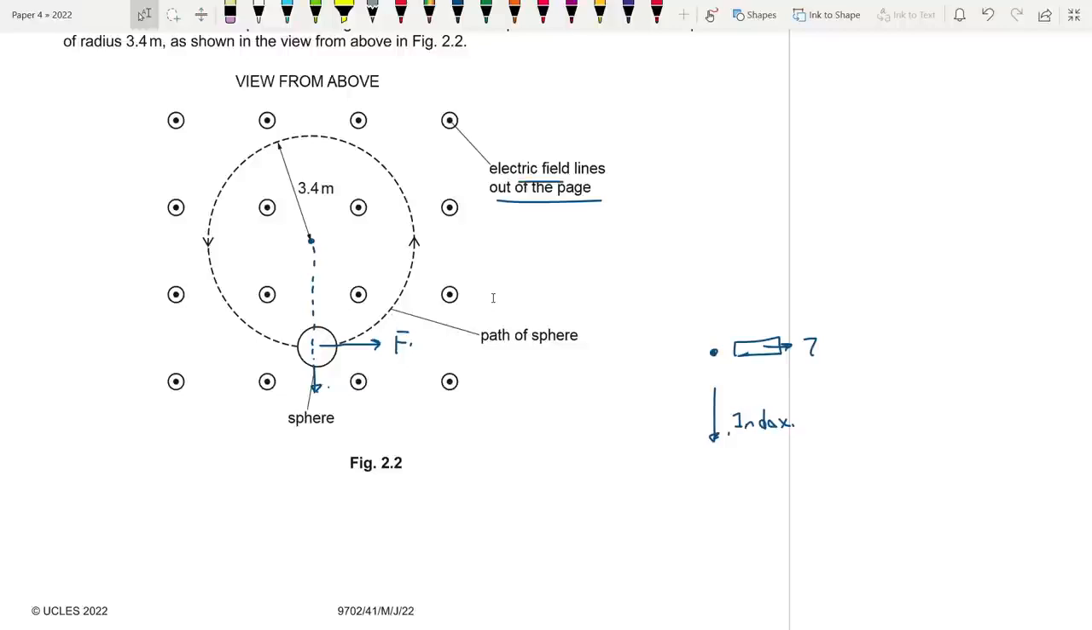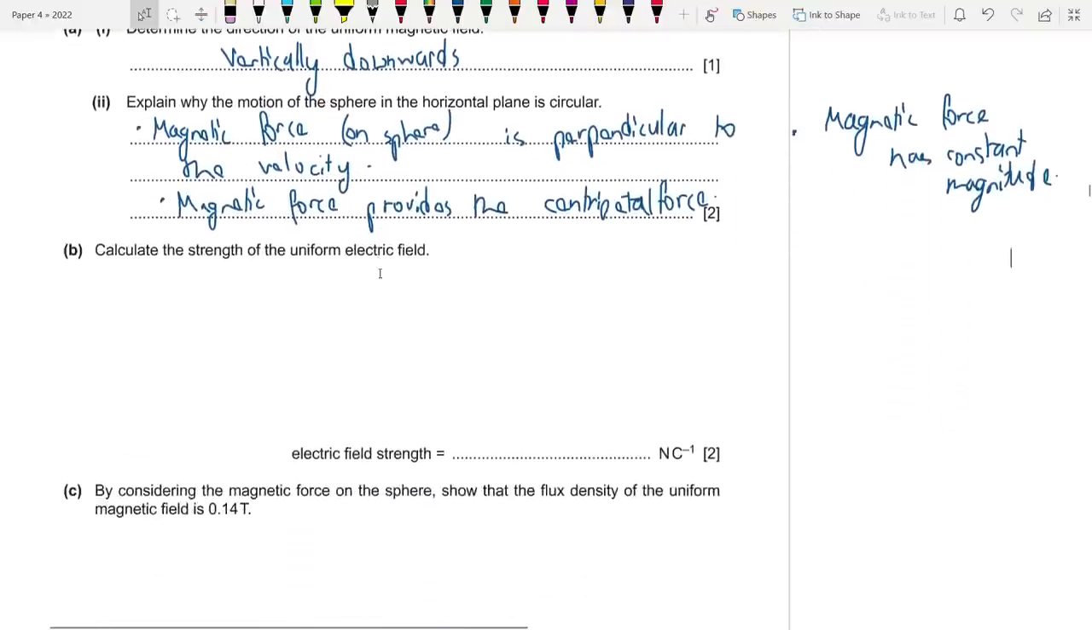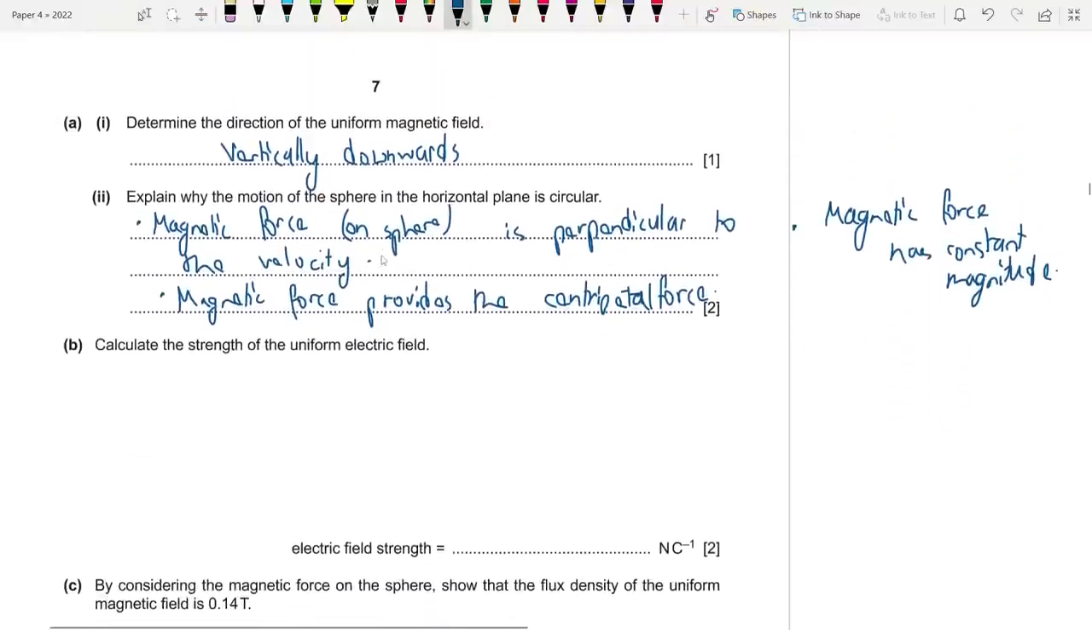So middle finger out of the page, motion to the right, and index finger vertically downwards. That's the direction of the magnetic field. So the thumb represents motion. Okay. Calculate the strength of the uniform electric field. Great.